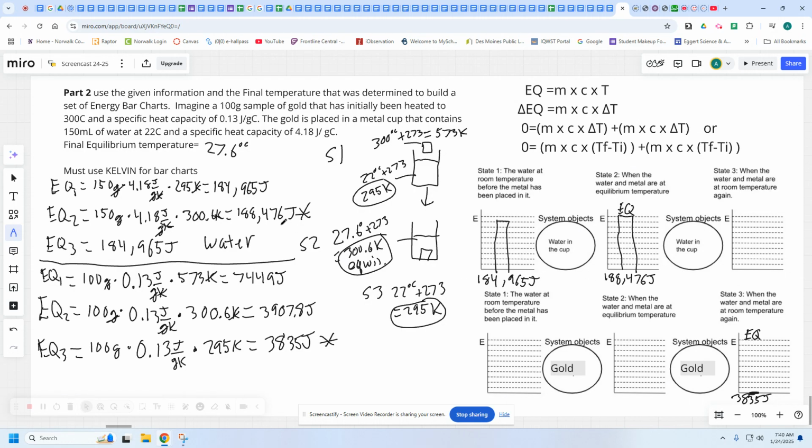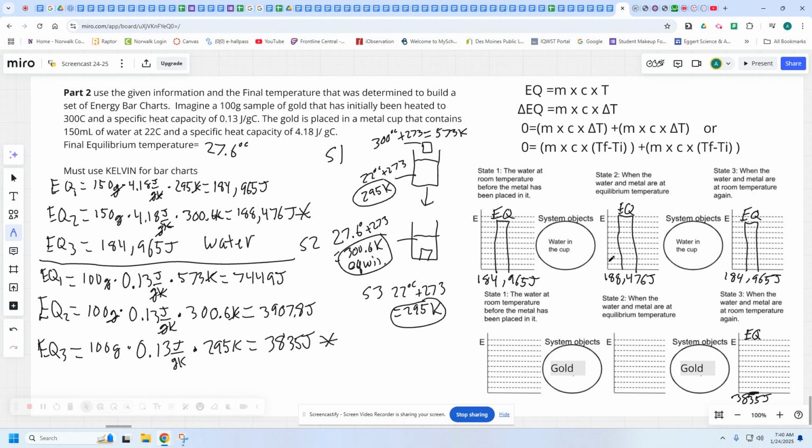And again, state 3 for the water is back at room temp, so I'm just going to do the same thing in state 3 because state 3 is the same condition as state 1. And I'm going to label my categories for the way energy is stored, and we're focusing on EQ.